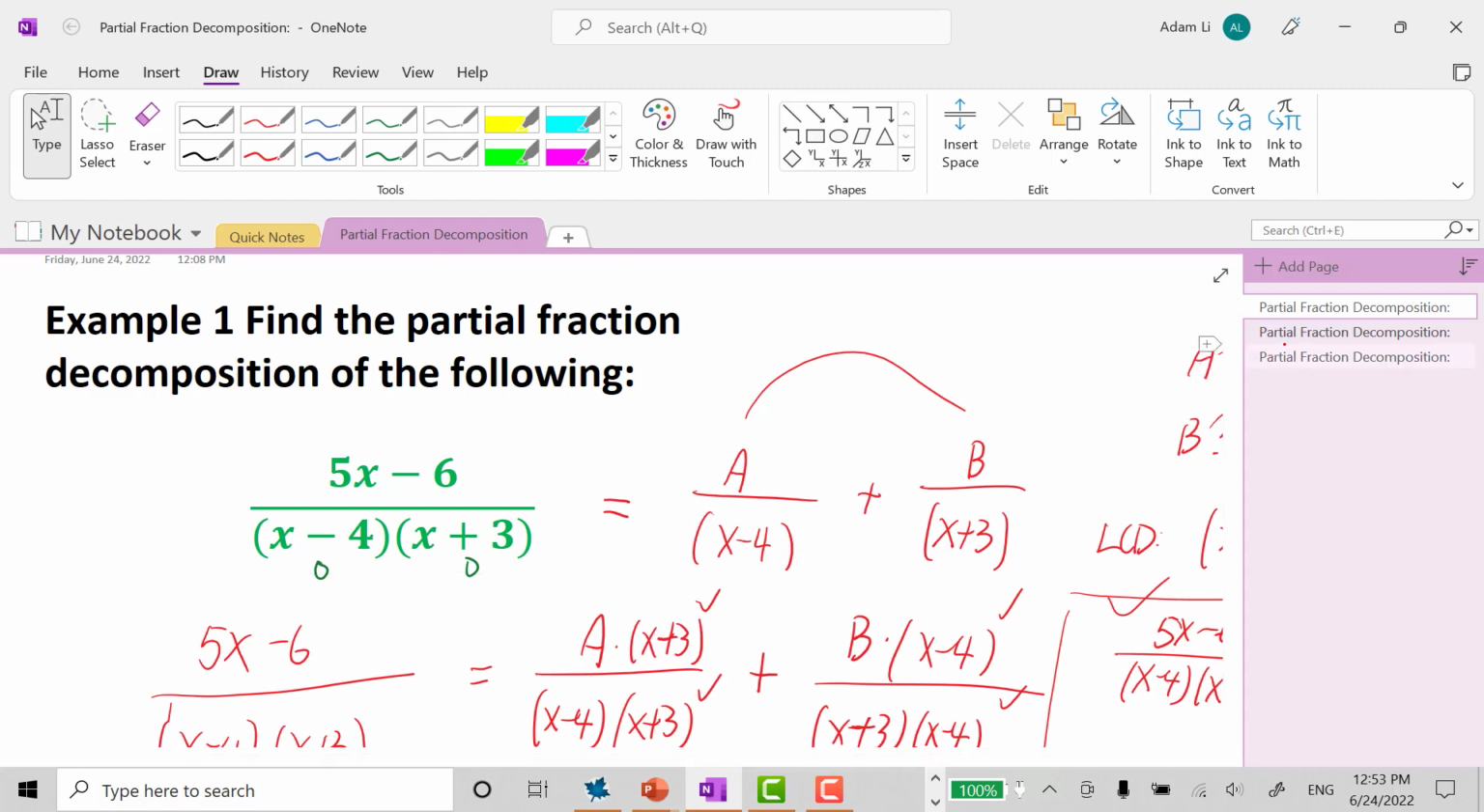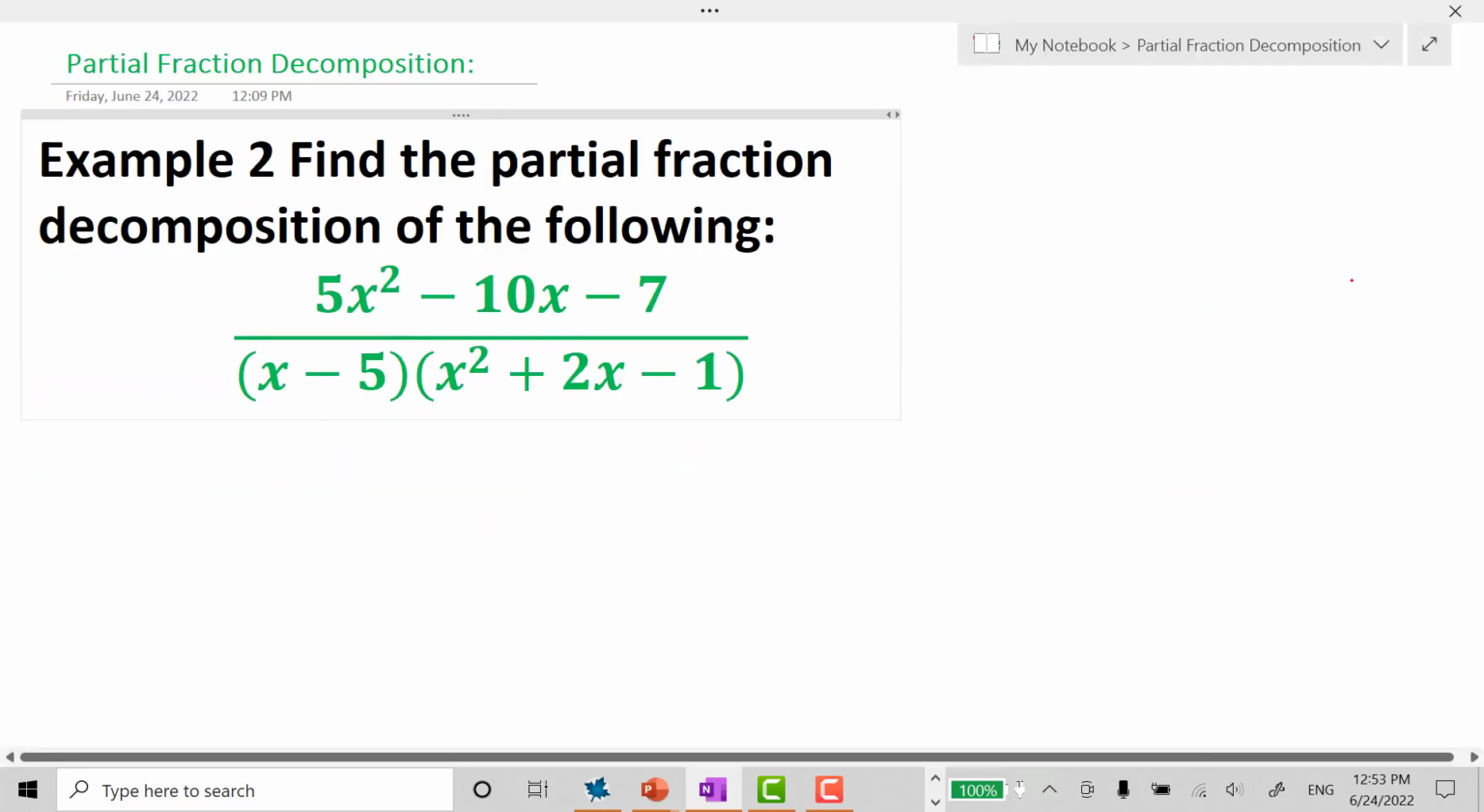Okay, so now let's take a look at the second partial fractions example. All right, in this example we have two different types of denominator. The first one is a linear term, so this is a linear factor, and this is a quadratic factor.